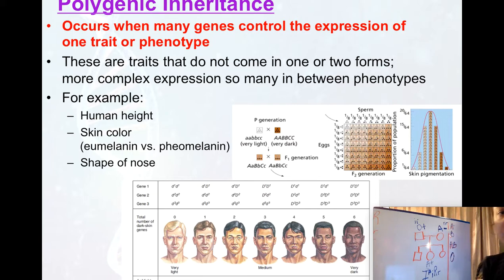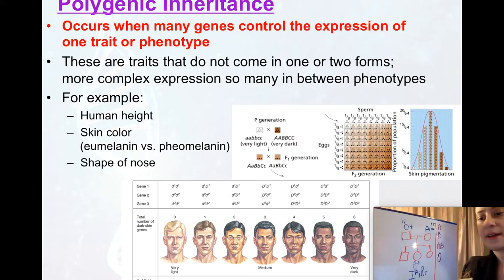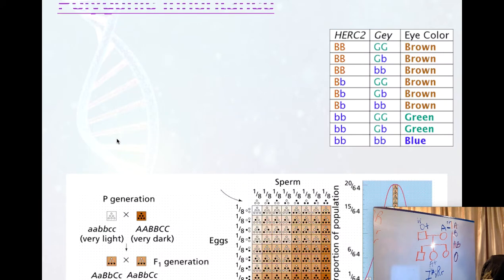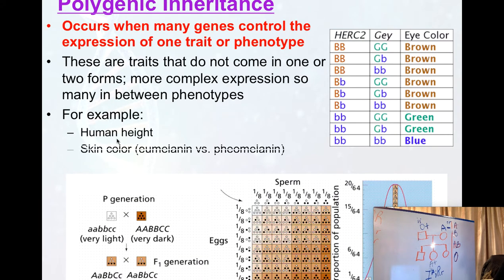When we look at polygenic inheritance, this is when there is a trait that is determined by more than one gene. So here, the example could be skin color, it could be height, it could be eye color. I have that here. This is actually an even better table. But at least for eye color, there could be two genes. So here's one gene, which is HERC2.